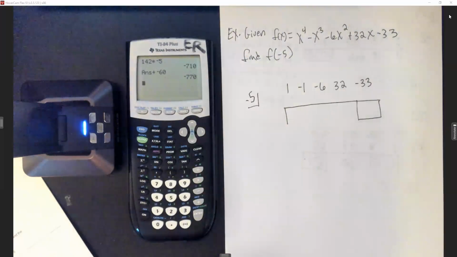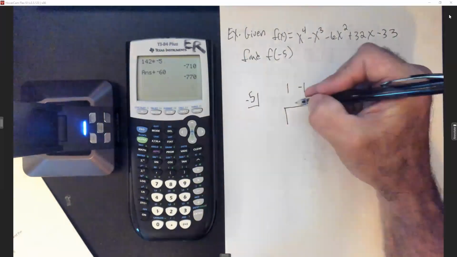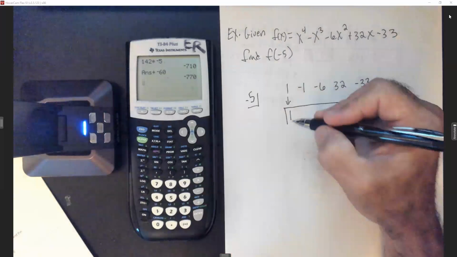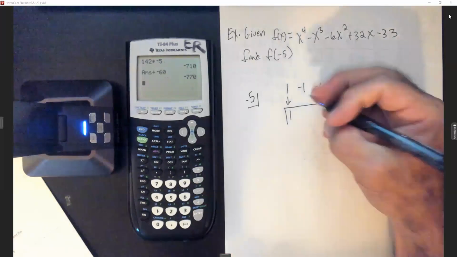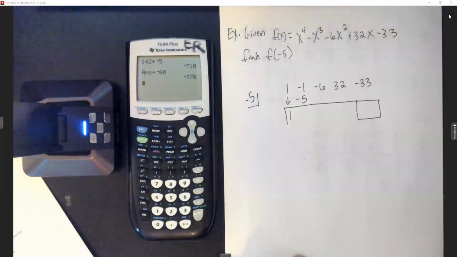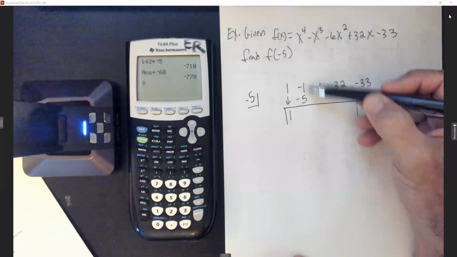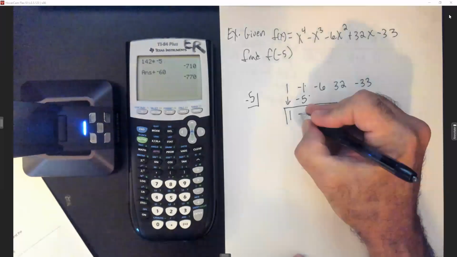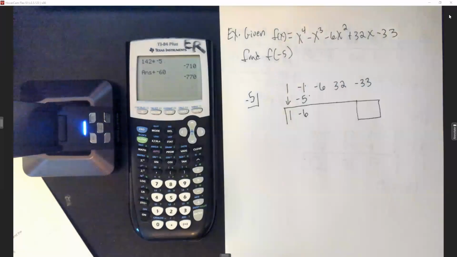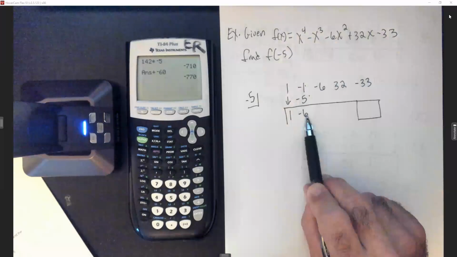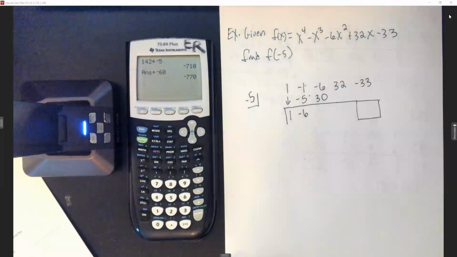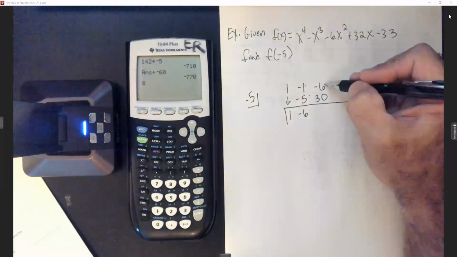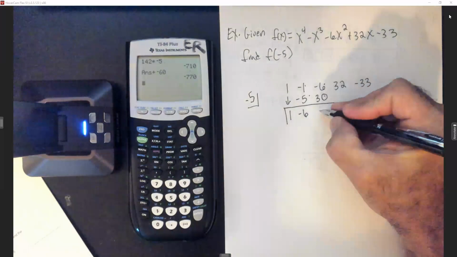All right, y'all, so here we go. First number comes straight down. And then I'm going to start multiplying. 1 times negative 5 is negative 5. I'm going to add the column. Negative 1 plus negative 5 is a negative 6. All right, negative 6 multiplies by negative 5, making a positive 30. Negative 6 plus 30 is going to give me what? A 24.